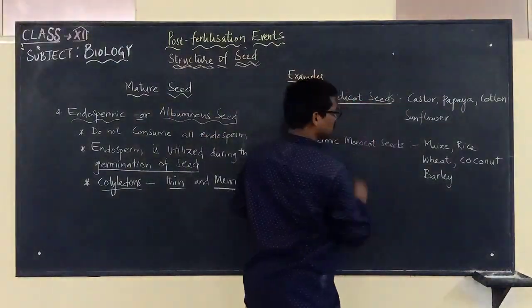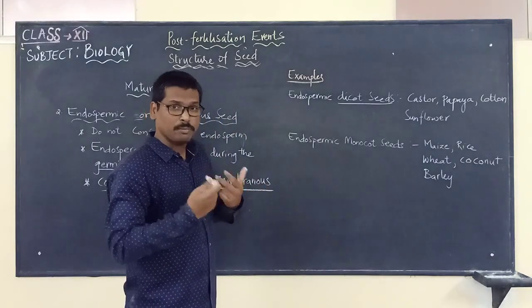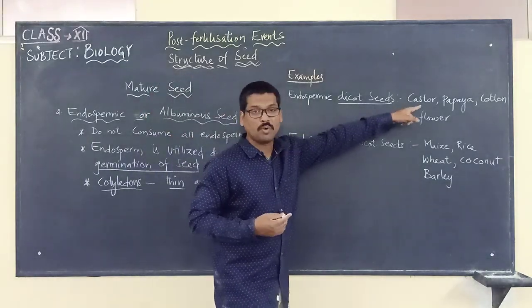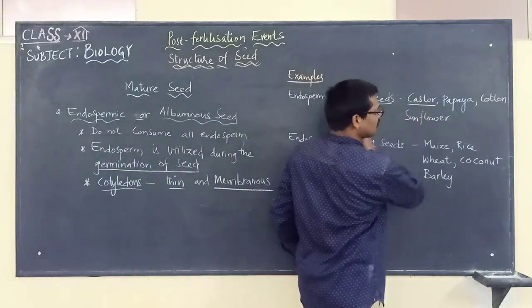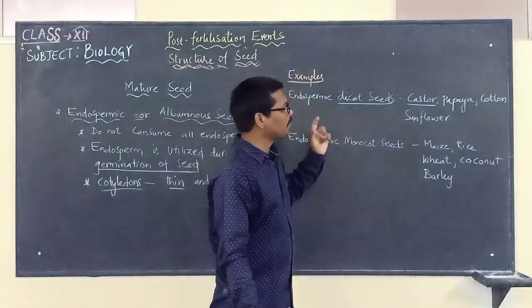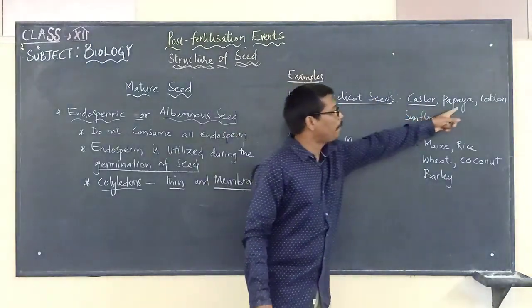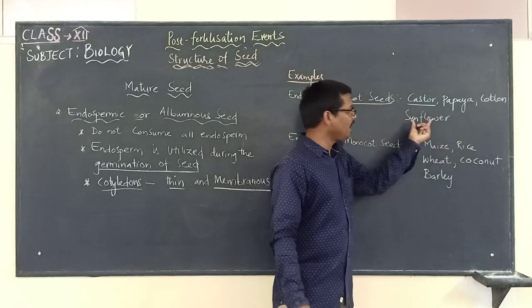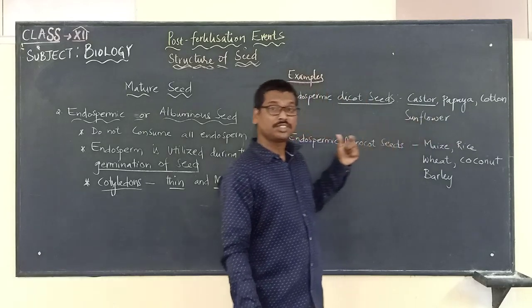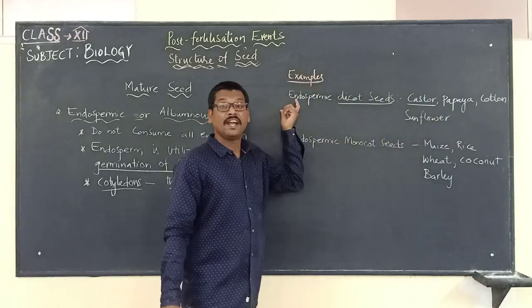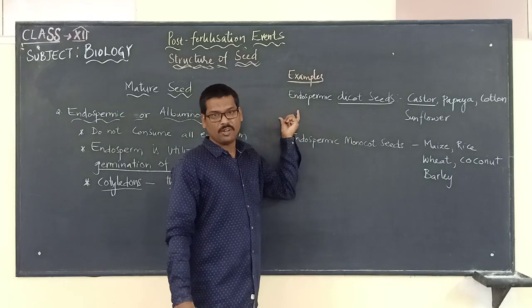Some of the best examples showing the presence of endosperm in dicot seeds: a very important one is the castor. Castor will be showing the presence of endosperm. Papaya, cotton and sunflower. All these are showing the endosperm.